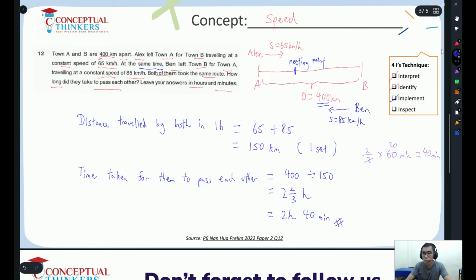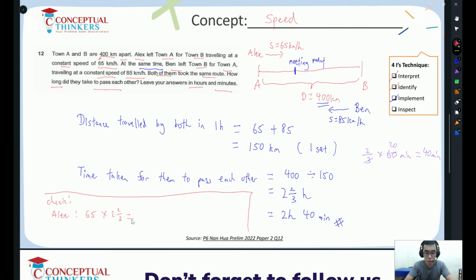Okay, so now we can actually do some checking. So let's do some check to see whether our answer makes sense or not. So let's check. If I look at Alex, now I'm going to use 2 2/3 hours to do my calculation. So if I take 65, which is the speed of Alex, I multiply by 2 2/3 hours. So I will get 173 1/3 km.